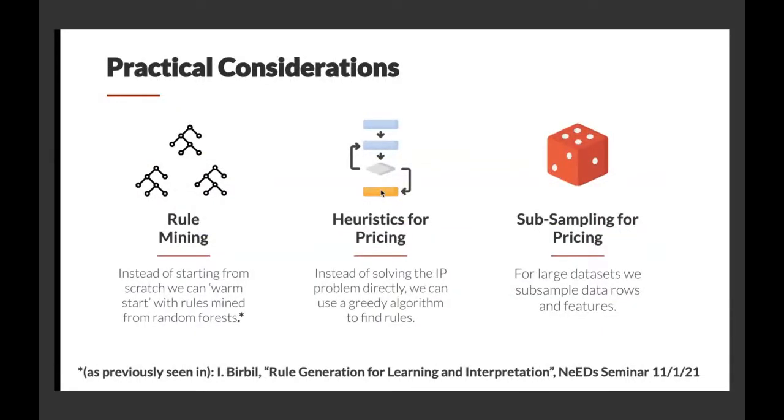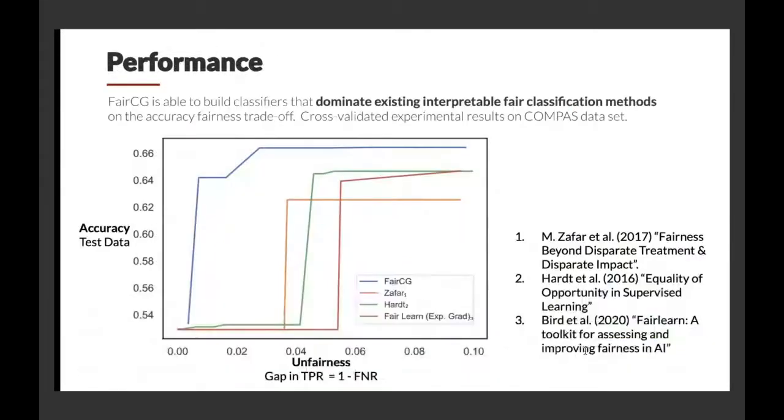Now, this is kind of a computational bottleneck. It's still an integer program, and for large problems, it can be really difficult to solve. So we have a few tricks and tips for solving this more efficiently. We do rule mining, like what Ilker talked about in his talk, where we train random forest classifiers and extract rules from them. We also have a greedy heuristic that we can use to solve this pricing problem for larger instances. And then finally, for very large instances, on the order of 10,000 data points and hundreds of columns, we also subsample both rows and columns in the pricing problem.